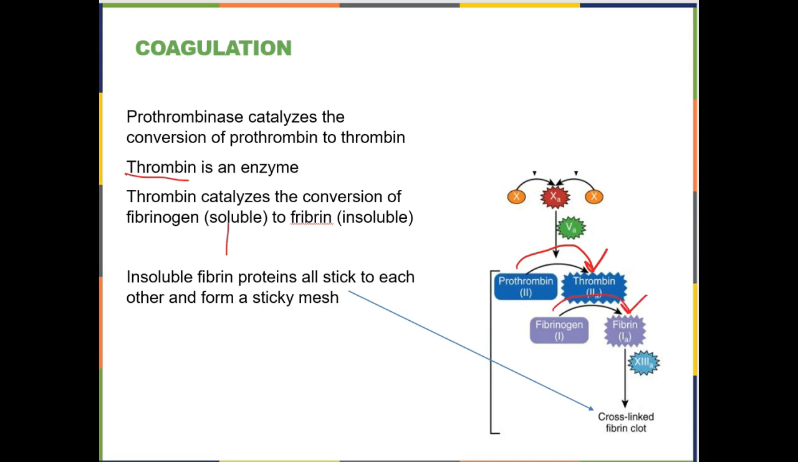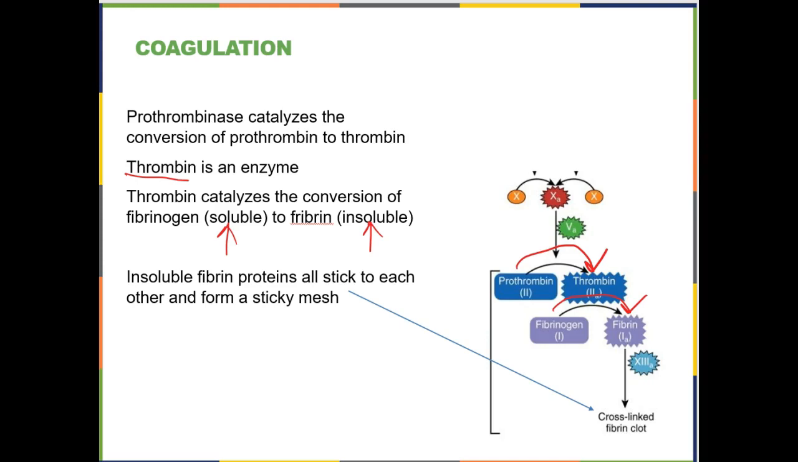Fibrinogen is soluble, which means it's happy floating around in water. Fibrin is insoluble, so anything that's insoluble floating around in the water will automatically stick to something else that is insoluble. So all the fibrin molecules stick to each other and form a big mesh that other things then get caught in, like red blood cells. So it's sort of like a spider web.